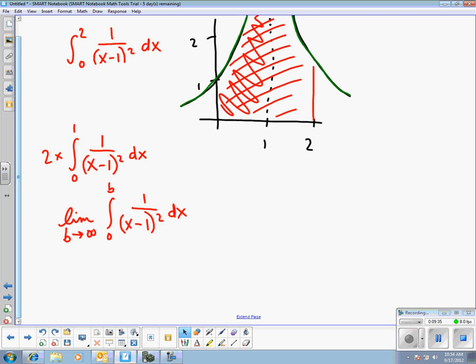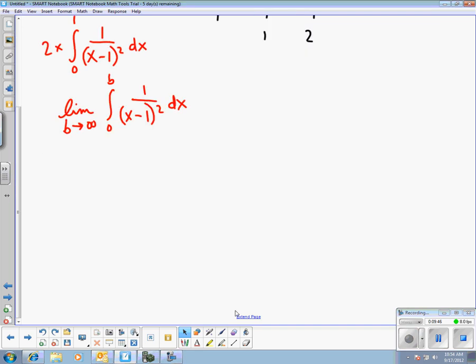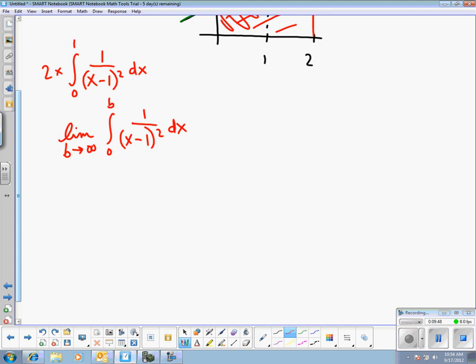Okay, so now we just worry about the integral. I have 1 over x minus 1 squared, and that's just going to be a u du situation. My u is going to be x minus 1, my du is 1, so I end up with u to the negative 2. My du is already there, it's perfect.